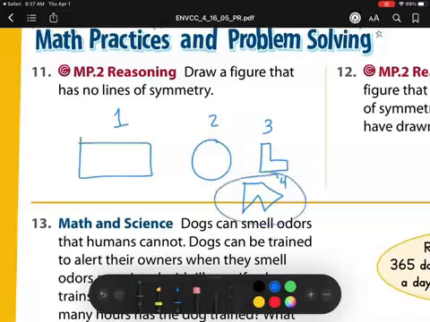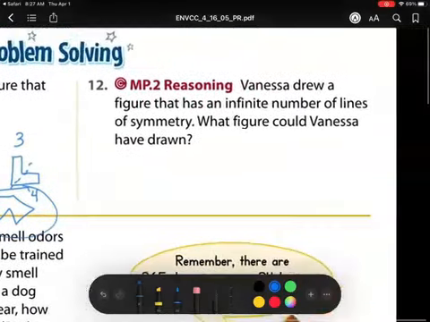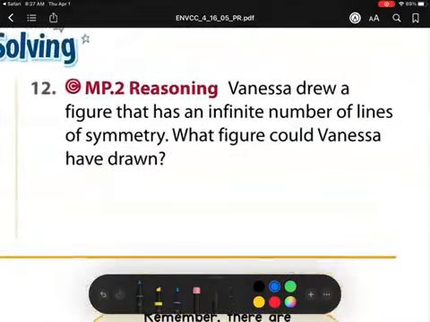Well, if you said number 4, you were right. If I were to fold that, the left side wouldn't match the right side. For number 1, a rectangle, we've done them many times. We see it has many. That circle has many. Number 3, we could split it diagonally, and that top part will match the bottom part. Number 4, there's no place we could draw that it would match. So off to number 12.